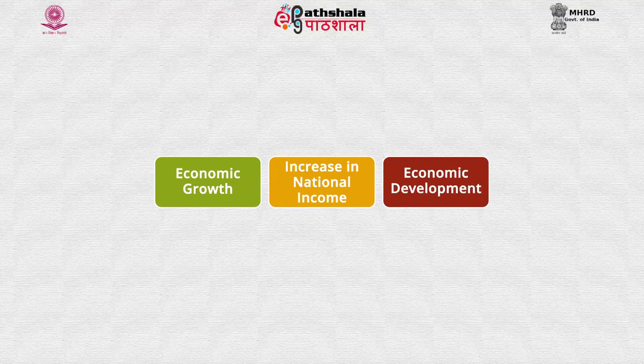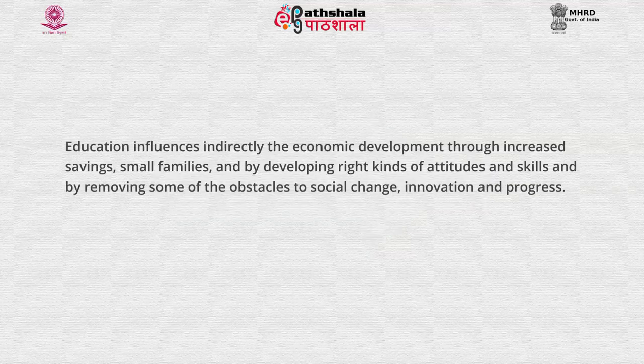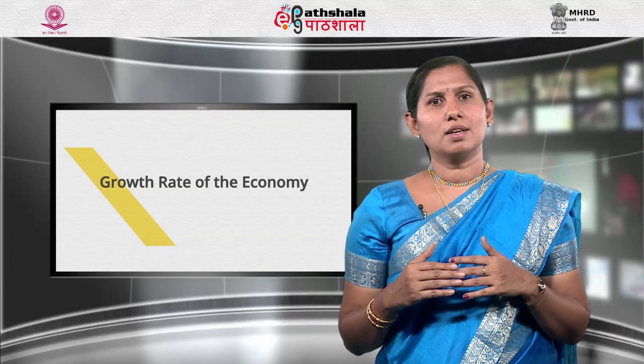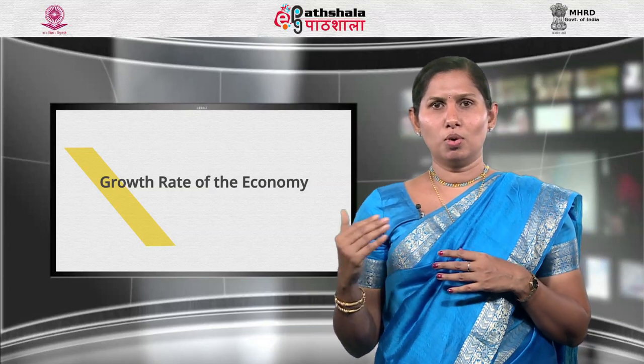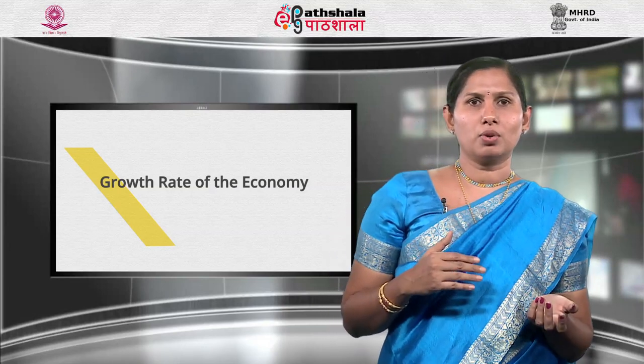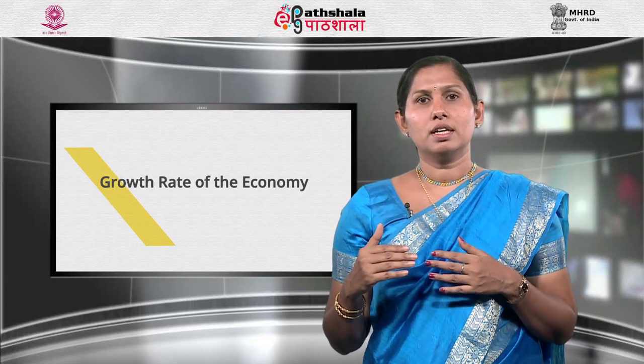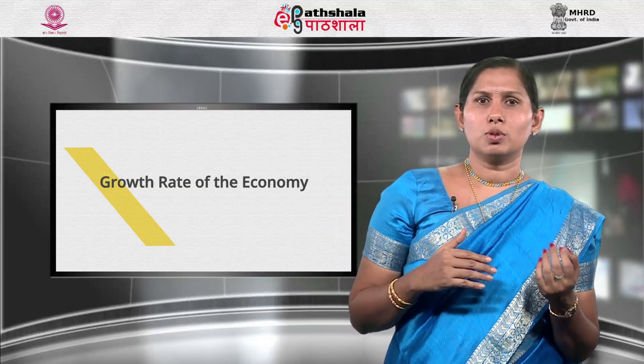The system of education and economic growth is given. Social setups are interrelated. One cannot exist without the other. Deterioration in education results in slow economic development. Education influences economic development indirectly through increased saving for small families, by developing the right kinds of attitude and skills, and by removing some of the obstacles to social change, innovation and progress. More education means more earnings and small families, and more earnings lead to more saving and mobility to higher social levels. Education is an agent and also a condition for change.